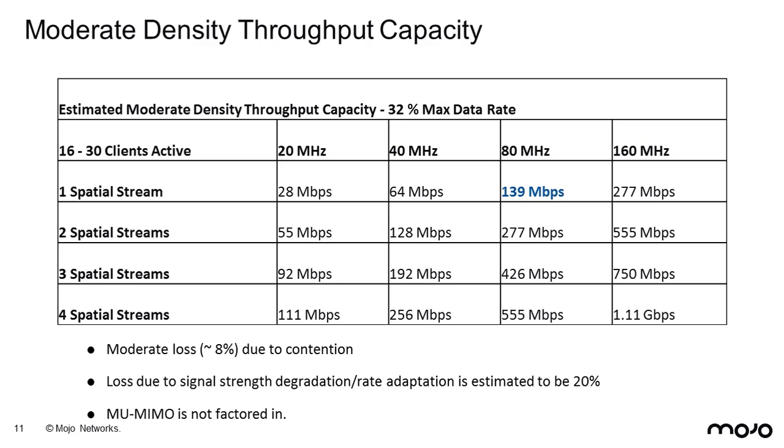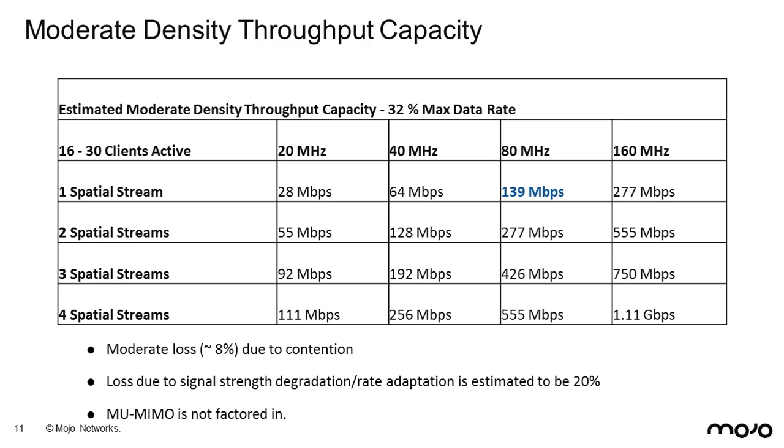And for the loss due to signal strength and degradation, which is estimated to be 20%, there you're placing 10 clients or 20 or 30 clients at different distances from the access point, and you can see the impact that distance has on the loss. So that's how these numbers were derived.